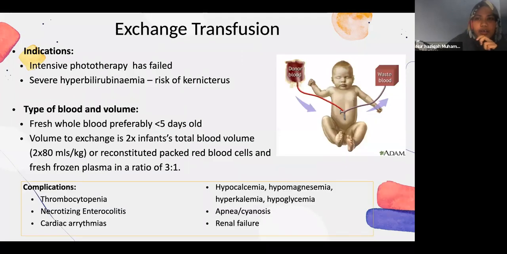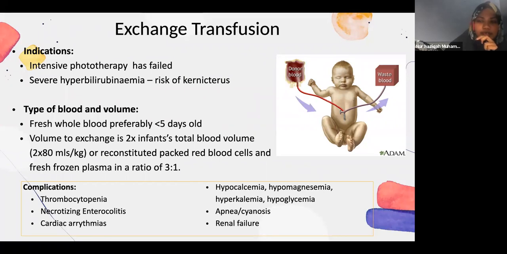For exchange transfusion, it can be used if phototherapy does not work, and/or the baby appears to have severe hyperbilirubinemia. This is to prevent kernicterus and also to reduce the progression of acute bilirubin encephalopathy. Usually exchange transfusion will use fresh whole blood, and the exchange will be 2 times the infant's total blood volume, or use reconstituted packed red blood cells and fresh frozen plasma in a ratio of 2:1.